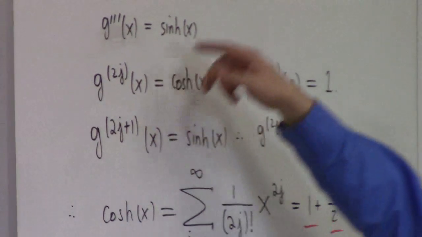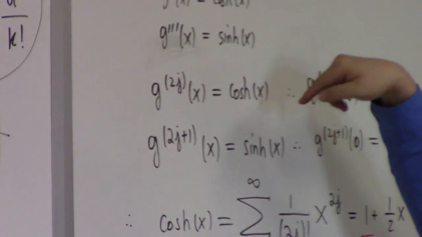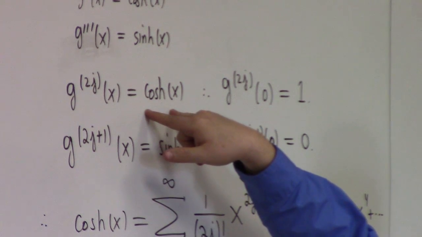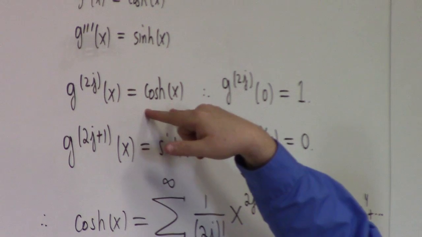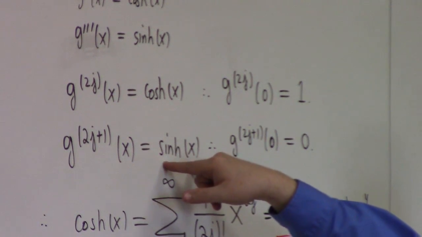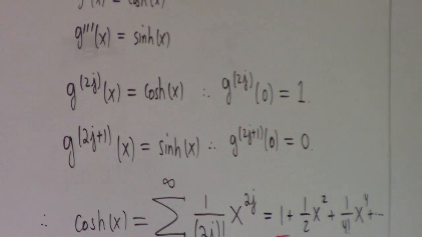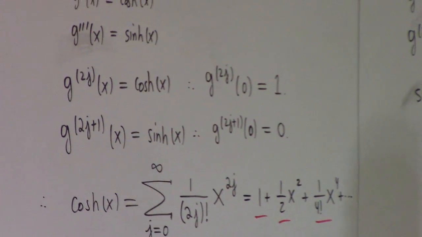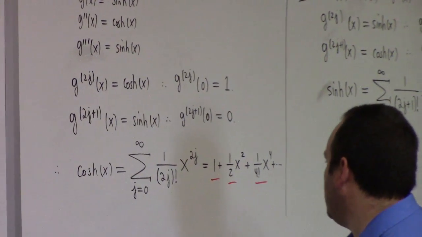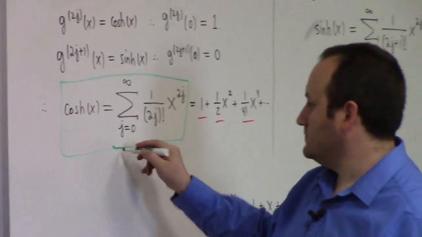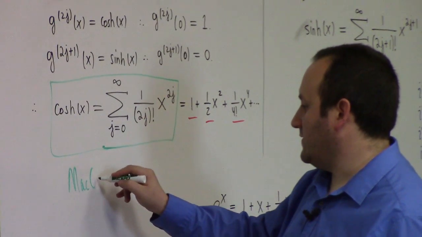So the point here is that the 0th, the 2nd, the 4th, the 6th derivatives are all cosh, right? The 1st, the 3rd, the 5th, the 7th derivatives, and so forth and so on, forever and ever, are sinh for the function hyperbolic cosine. When you plug in 0, cosh of 0 is 1, sinh of 0 is 0. All right? So the Maclaurin series for hyperbolic cosine is just this. This is the Maclaurin series.